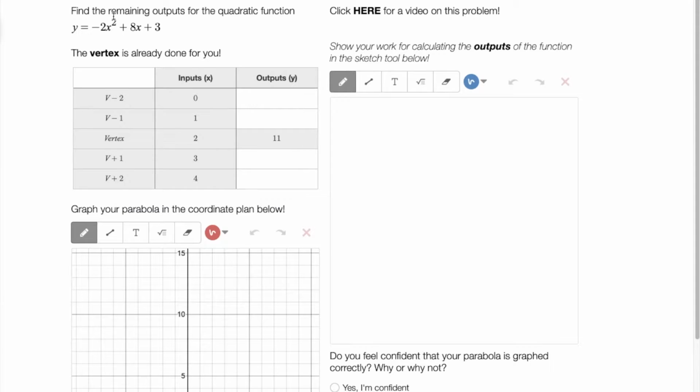Now we're going to practice graphing a quadratic with a leading coefficient. The math is still the same, but now we have to keep in mind that this x squared term has a coefficient. It's being multiplied by -2. So the vertex again is already done. The vertex here is at (2, 11), and the rest of the inputs have already been found.